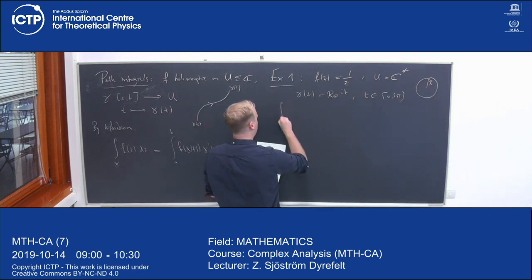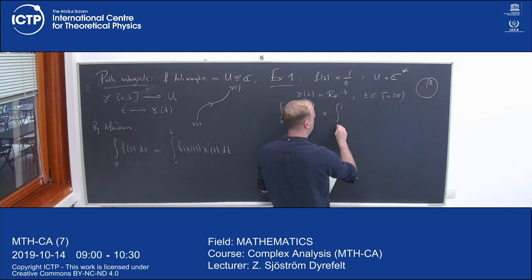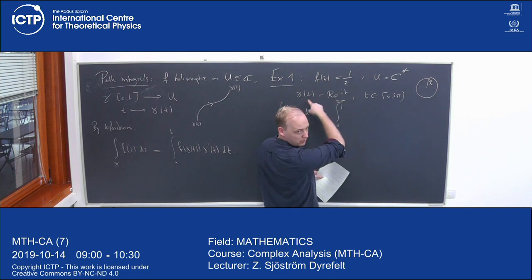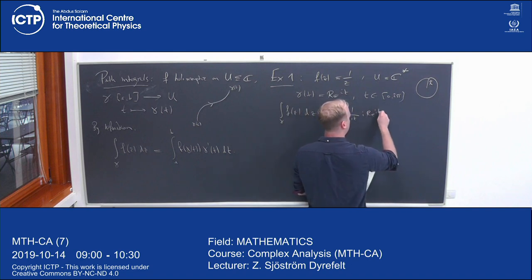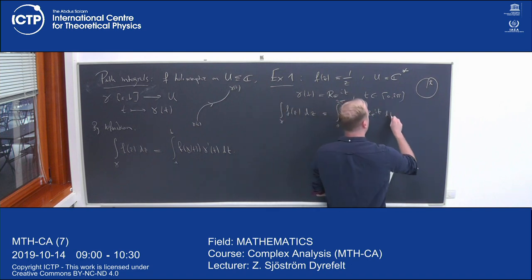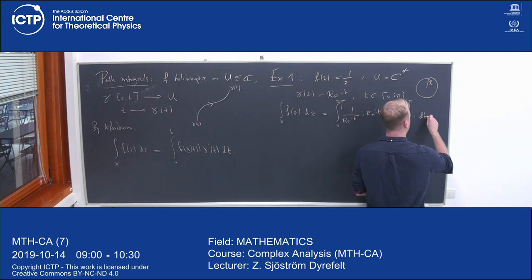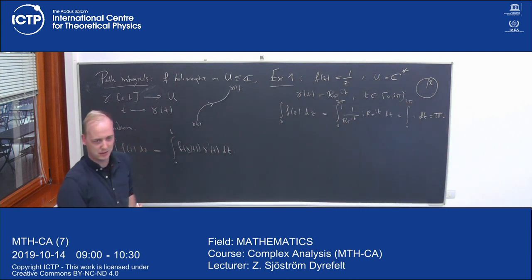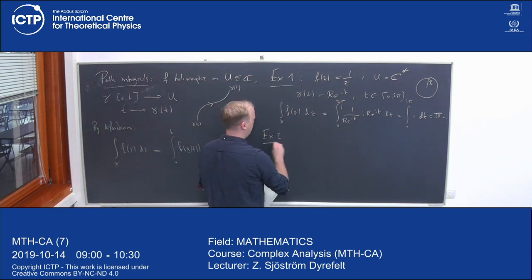Then what you got was that the integral of f of z dz was equal to the integral from 0 to 2 pi of, okay, so 1 over gamma, 1 over this, right? Because this is f of gamma of t, r e to the i t, and times i r e to the i t, so this is gamma prime of t, dt, which was the integral from 0 to 2 pi of i dt, which was 2 pi i. Okay, so we recall this. And this was not zero, okay? So we will discuss in a minute why.